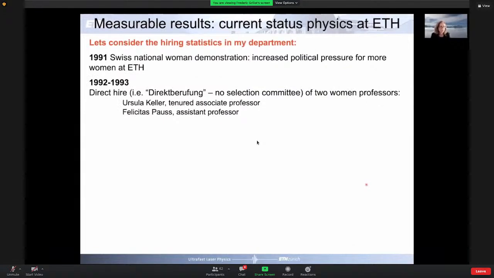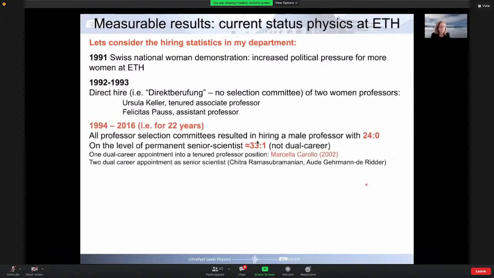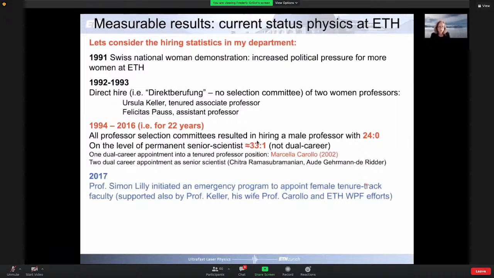After I was hired, we also had an additional professor hired as an assistant professor. But then for 22 years, all the professor selection committees resulted in hiring a male professor, 24-0. On the level of the permanent senior scientist, the ratio was 33-1. Only through a dual career appointment did we increase the number of tenure professors by one, Marcella Carollo.